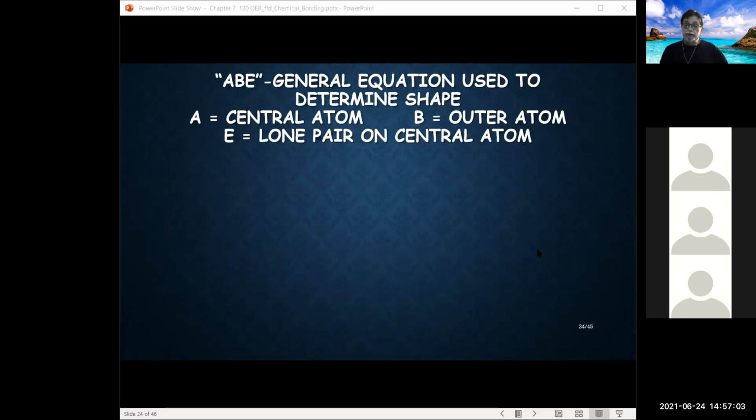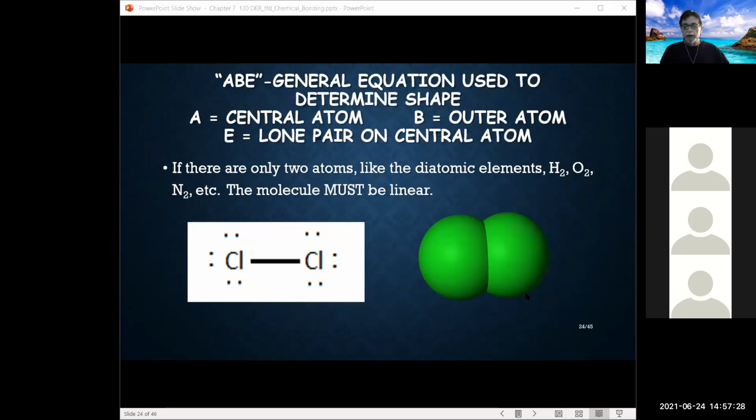Okay, so I've already introduced you to this general equation, ABE, where A is a central atom, B is whatever's bonded to the central atom, and E are the lone pairs on the central atom. That's important. The lone pairs on the central atom. We don't care about the lone pairs on other atoms, only on the central atom.